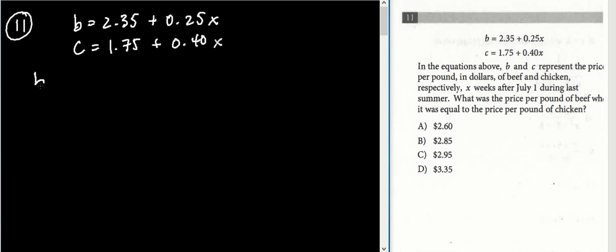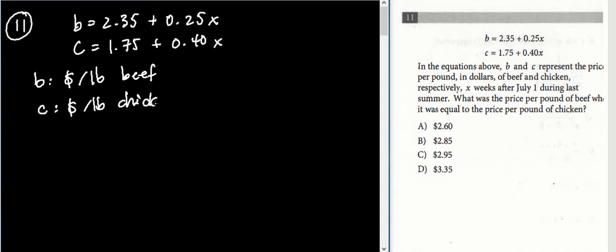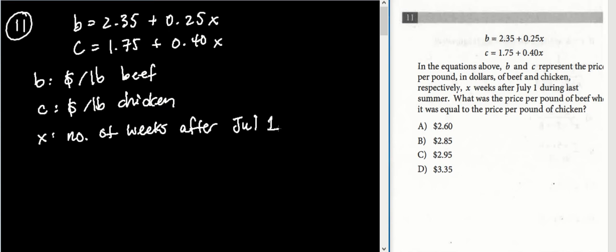So in problem 11, we're told that B equals 2.35 plus 0.25x. C is equal to 1.75 plus 0.40x, where B is the price per pound of beef, C is the price per pound of chicken, and x is the number of weeks after July 1st. And what we're asked to find is the price per pound of beef when it was equal to the price per pound of chicken. So how should we go about handling a question like this, right?